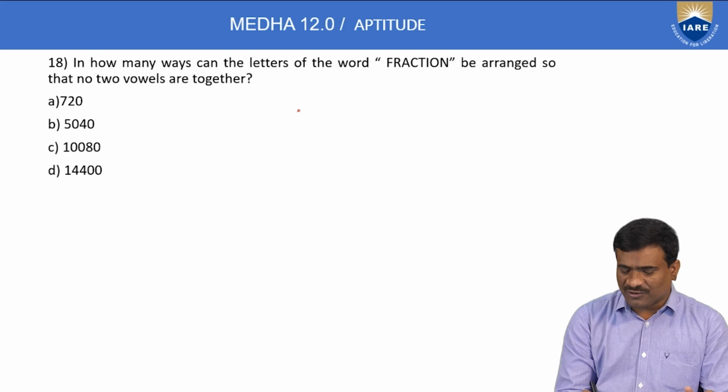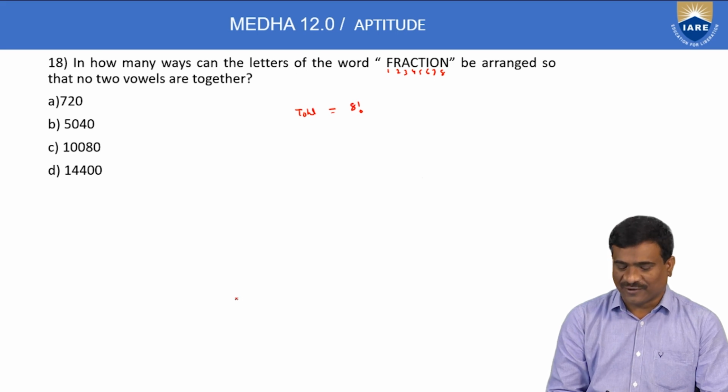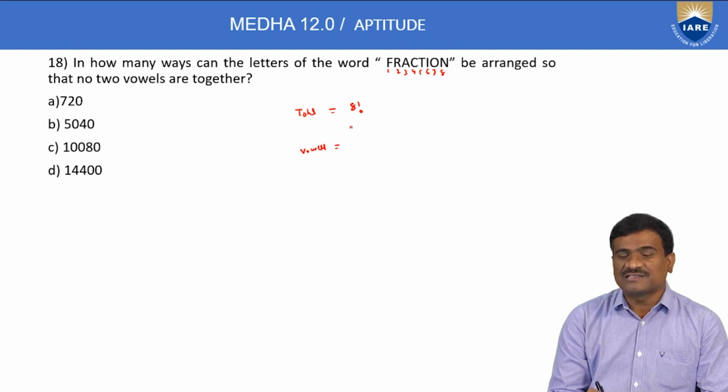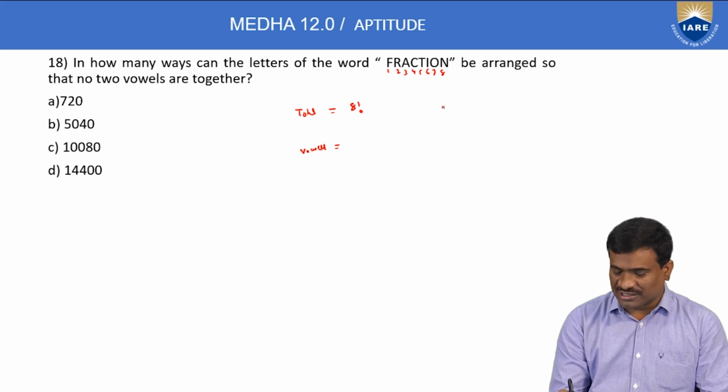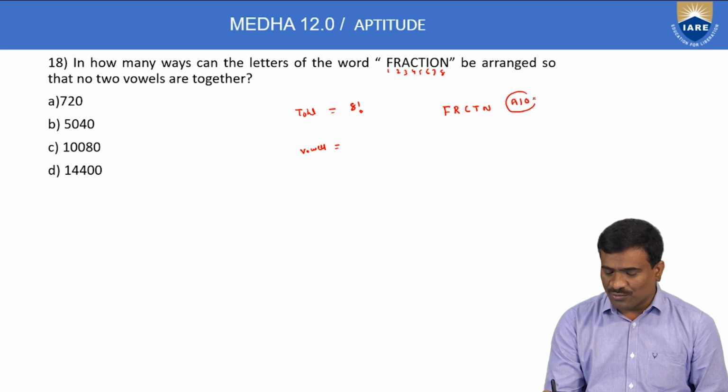Calculate the total number of arrangements. The total number of arrangements is equal to 1, 2, 3, 4, 5, 6, 7, 8, which means 8 factorial. Next, vowels always come together. Here, the word is divided into two parts. First part, consonants: F, R, C, T, N. Next, vowels: A, I, O.